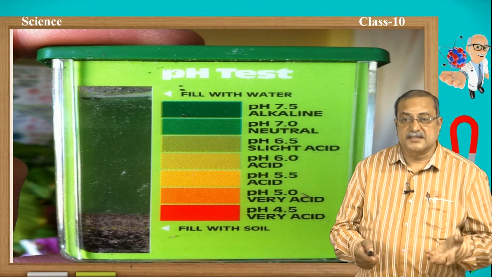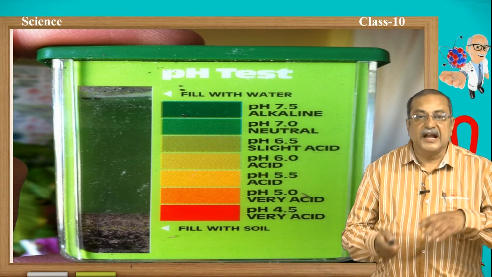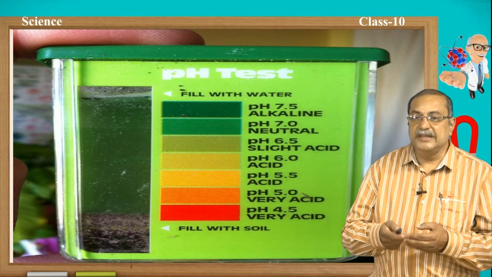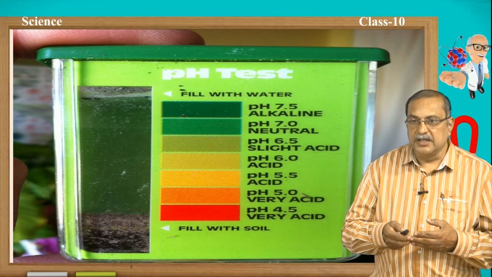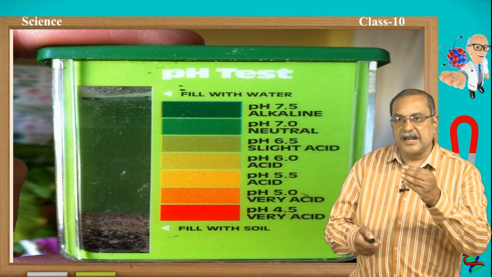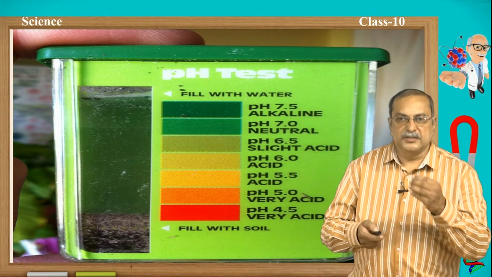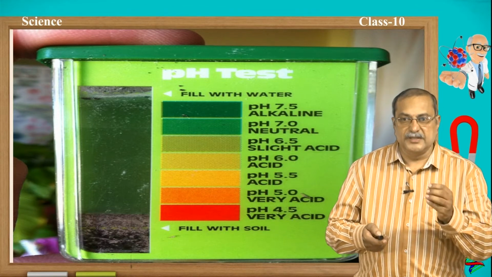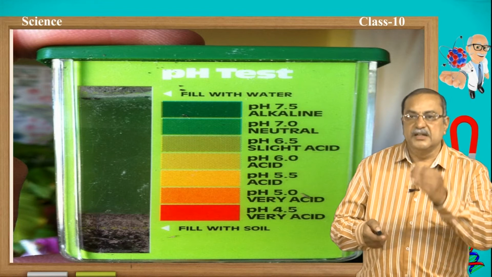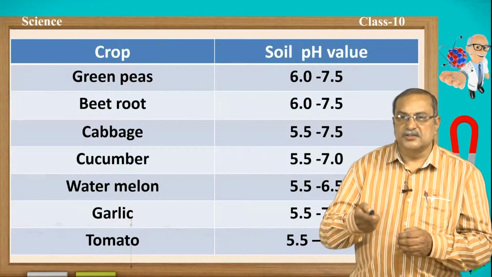When we use an excess of fertilizers, what will happen? The acidity of the soil is going to increase, so the plants cannot grow properly. Let us see how plants develop luxuriously with a particular pH value. Different vegetable plants require different pH values, so let us see that.